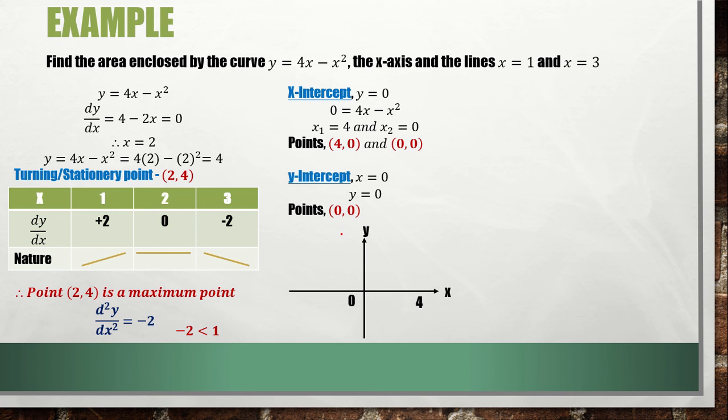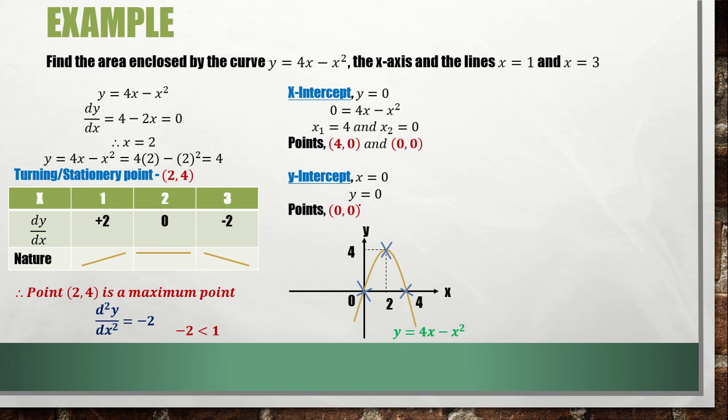Now I'll draw my axes and sketch my graph. That's where the numbers now become handy. So I'll start with the turning point, and then the x and y intercepts respectively. Then draw my curve. So we calculate the area enclosed by the curve y equals 4x minus x squared, which is this particular curve here.